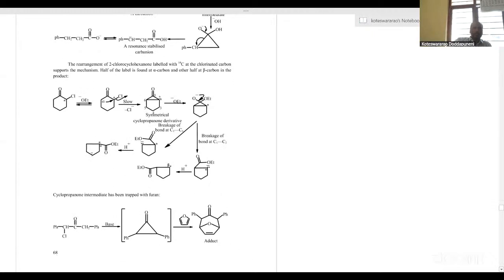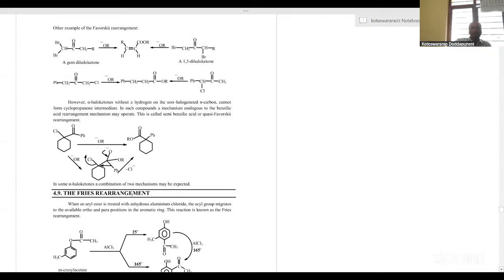This is further neutralized by a proton, which leads to the formation of the carboxylic acid. The rearrangement of 2-chlorocyclohexanone labeled with C14 at the chlorinated carbon supports the mechanism. Now, this is 2-chlorocyclohexanone, which is treated with sodium ethoxide. Then it leads to the formation of a carbanion. These negatively charged electrons are donated to the alpha carbon of the cyclohexanone. Then it leads to the formation of the cyclopropanone derivative, which further reacts with ethoxide on addition to the ketone group, and that leads to the formation of this ester.